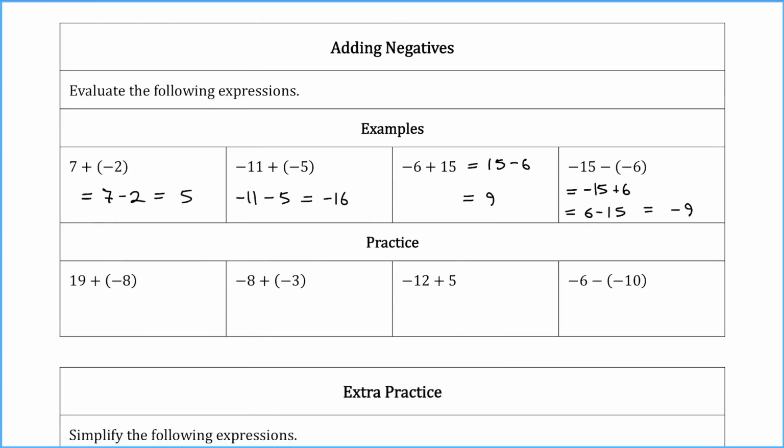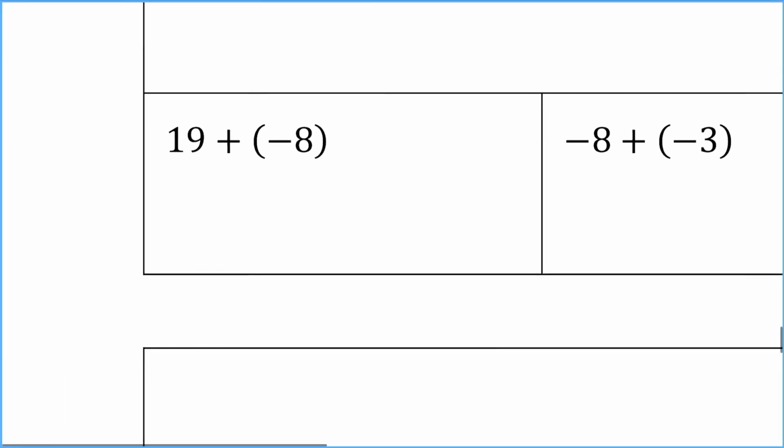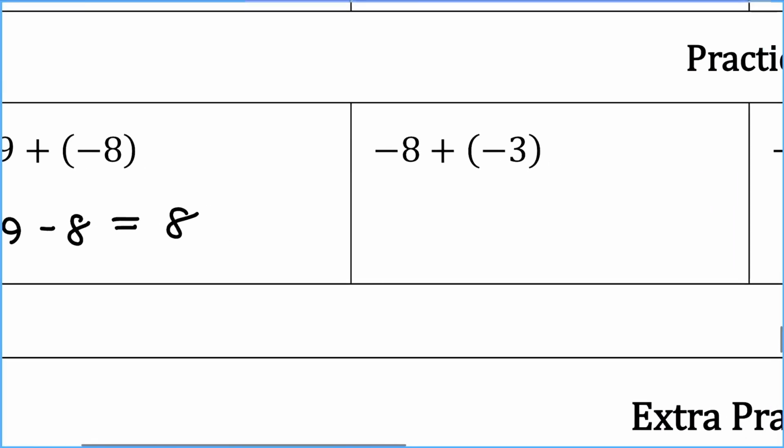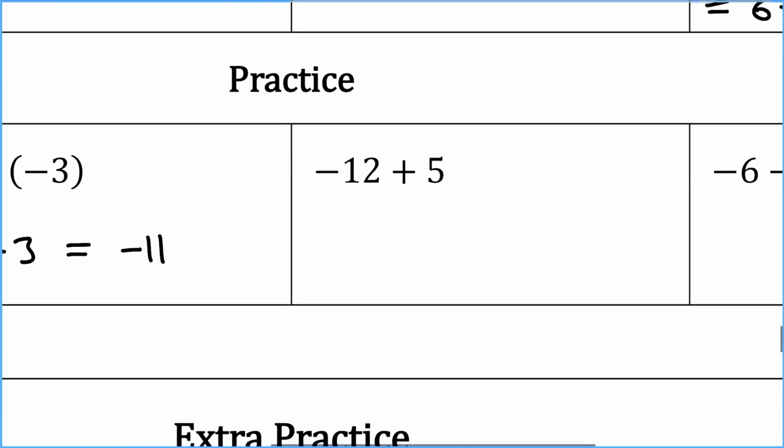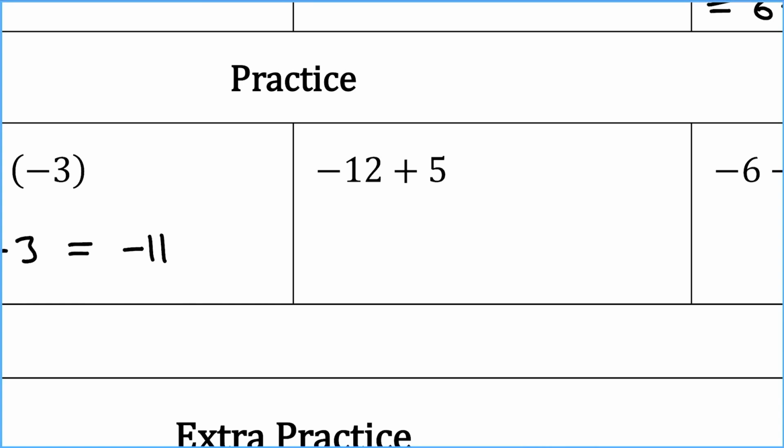Good. All right, pause and try these 4 problems. I will answer them quickly right now. This is the same thing as 19 minus 8, which is 8. This is the same as negative 8 minus 3, which is negative 11. This is the same. No, I'm just going to do it.